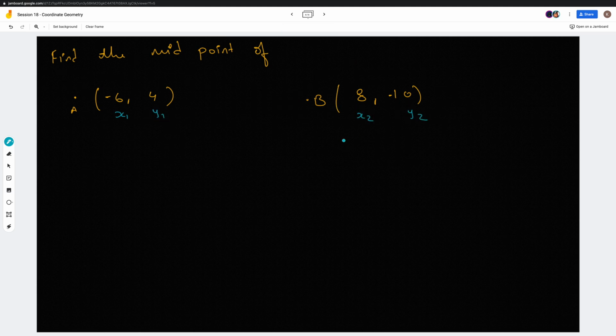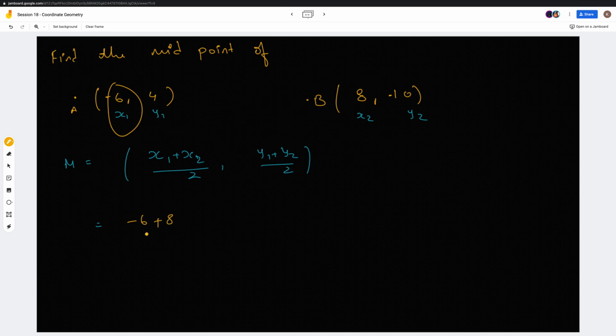x2, y2. So the midpoint formula, if you remember, you just have to add both the x coordinates and divide it by 2, and then add the y coordinates divided by 2. It's always the same to find the center point or to find the midpoint of given 2 points. So what is x1 here? X1 is nothing but this one, negative 6. What is x2? Plus 8, and then divided by 2, comma. I'm just taking the values and putting them in for x1 and y1. Y1 is 4 plus what is y2? Negative 10.